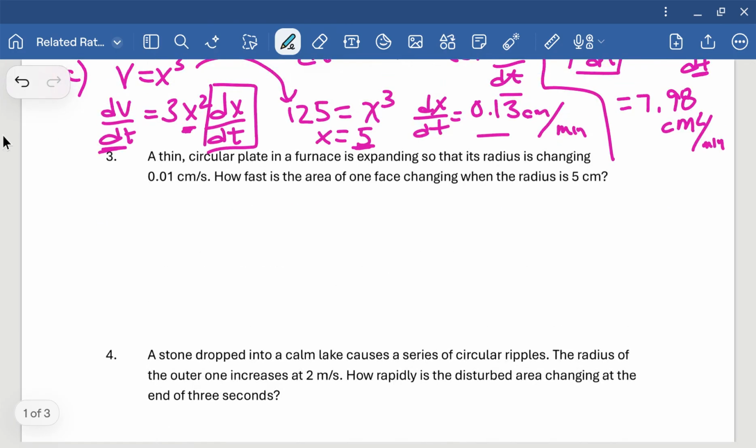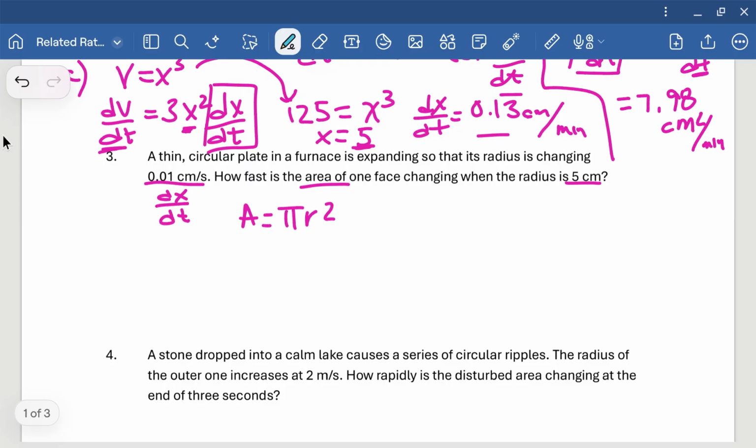Our next one, we have a circular plate in a furnace that is expanding, so the radius is changing at 0.01 centimeters per second. So this is giving us a rate of change. I'll still call this dx over dt, where x will be our radius. And it's asking how fast is the area changing if our radius is 5 centimeters. So we're looking at the area of a plate, which is just the area of a circle. So area equals pi r squared.